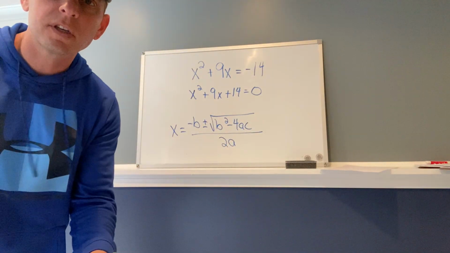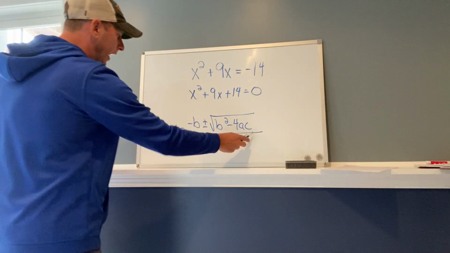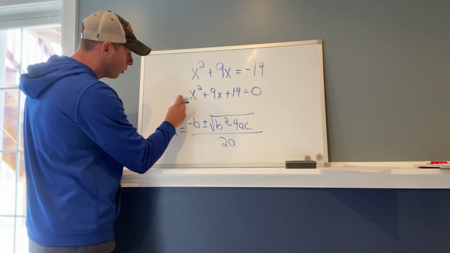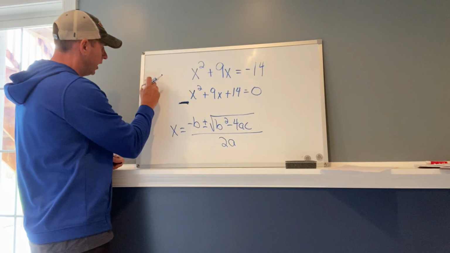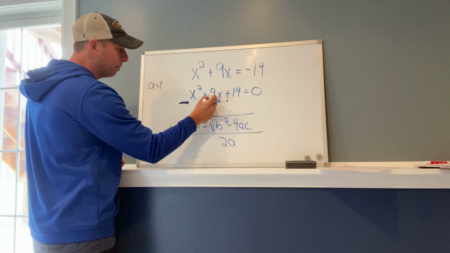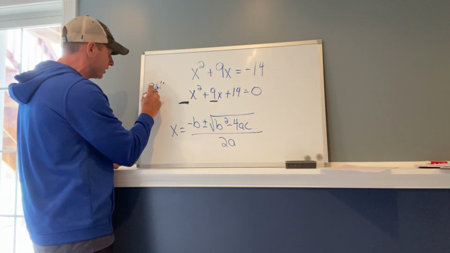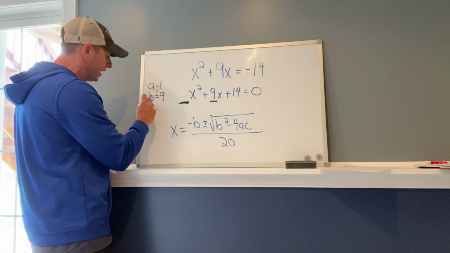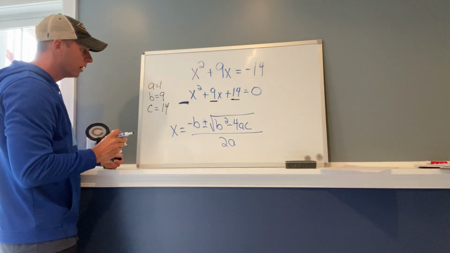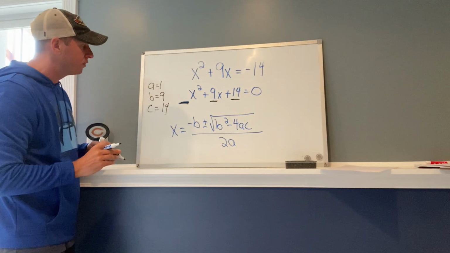Now we just substitute our values in. A, B, and C. A is the number in front of x squared. What is it? A equals 1, the coefficient on x squared. B is the coefficient on x. B equals 9. C equals 14. Then you substitute those values in.